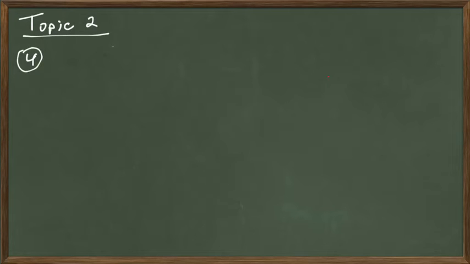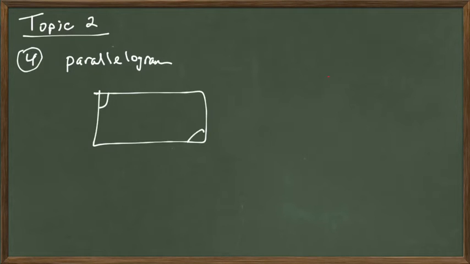So in question 4, you're told that it's a parallelogram. One of the properties of a parallelogram is that opposite angles are equal to each other. This one's pretty basic. You just set those opposite angles equal to each other and you solve for X and Y. All right.